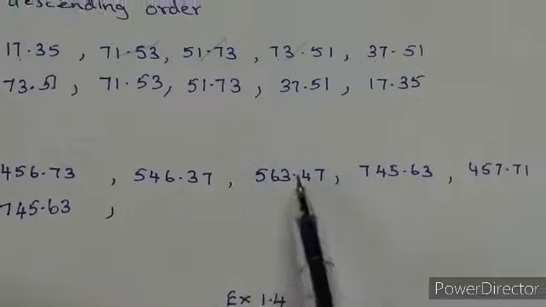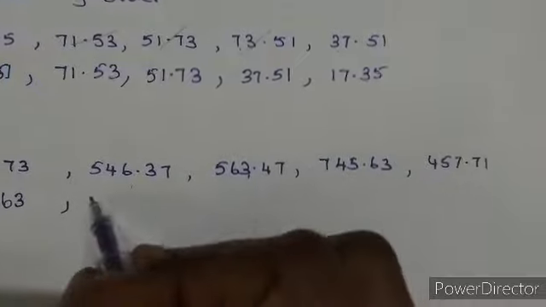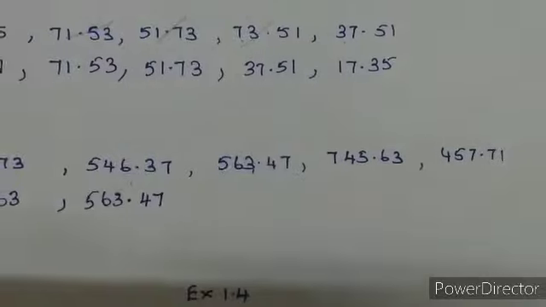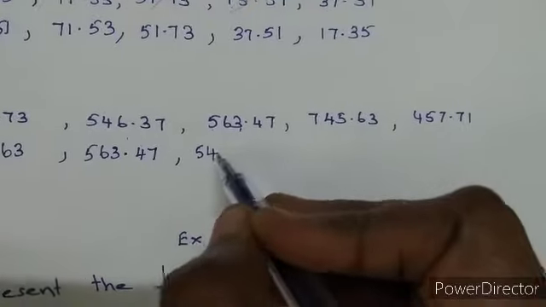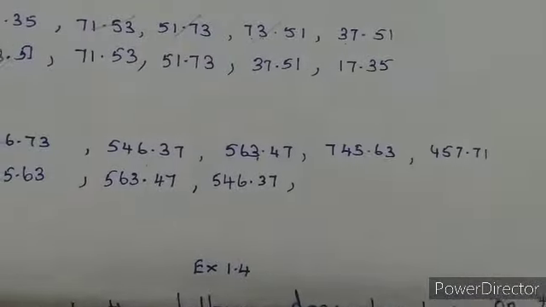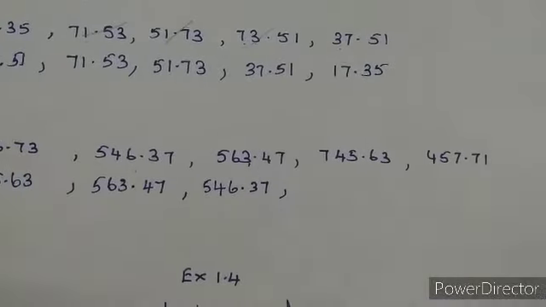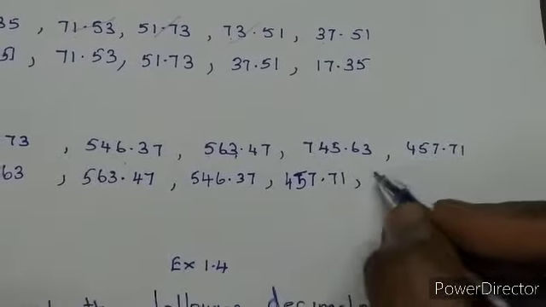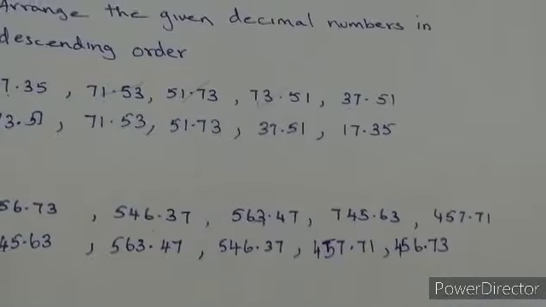So 546 and 563. 563 is greater than 546. So 563.47, comma. Next 546.37. Then 400s: 457 or 456. 457 is greater than 456. So the last number is 456.73.